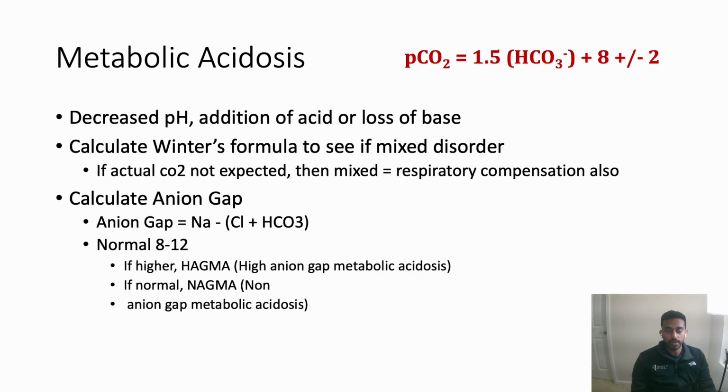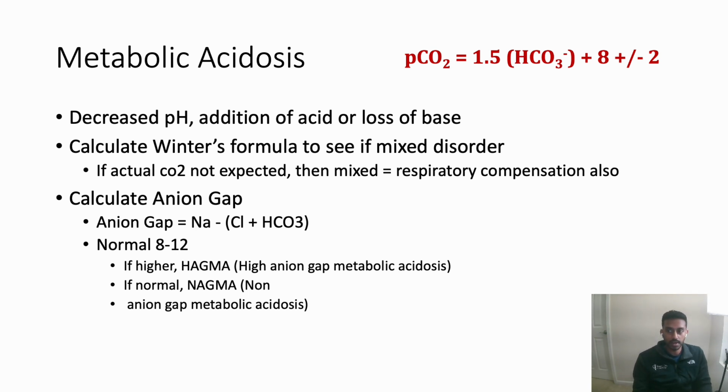So metabolic acidosis, this one's actually the trickiest, but basically, it's a decrease in the serum pH due to addition of acid or loss of base. So there's decreased bicarbonate. The first thing you do is calculate Winter's formula, which is 1.5 times bicarbonate plus 8, plus or minus 2. If PCO2 is not in that range, then this is a mixed acid-base disorder, and there's concomitant respiratory compensation.